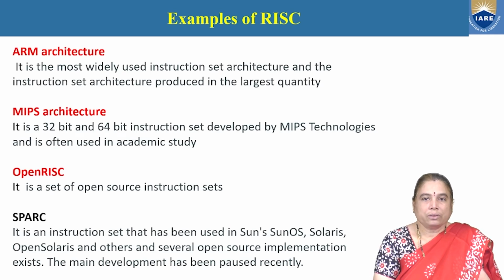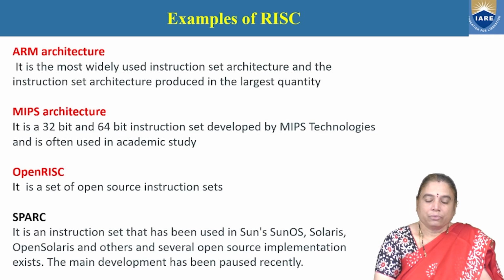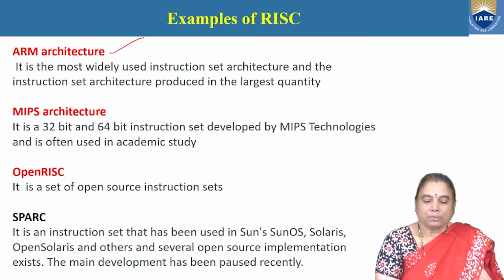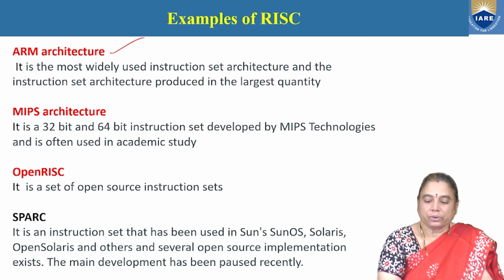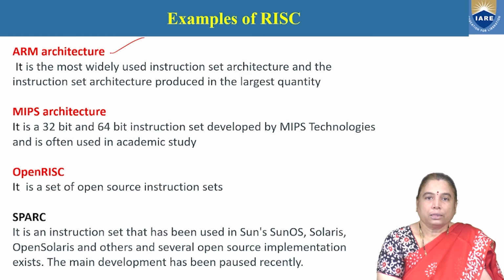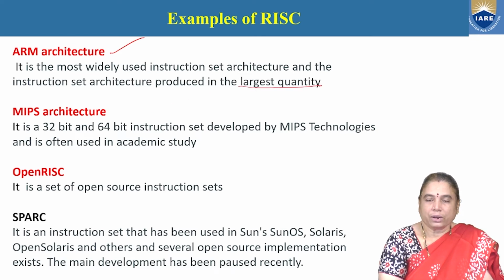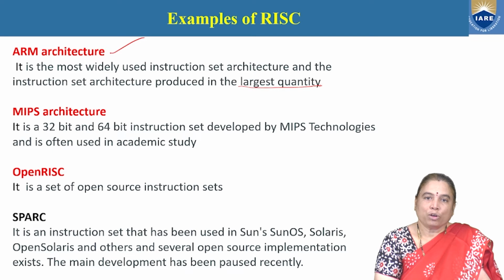Now, what are the examples of RISC? The first one is ARM architecture. It is the most widely used instruction set architecture, and it produces the largest quantity. Here also, ARM architecture can have a limited number of instructions in order to accomplish the task.